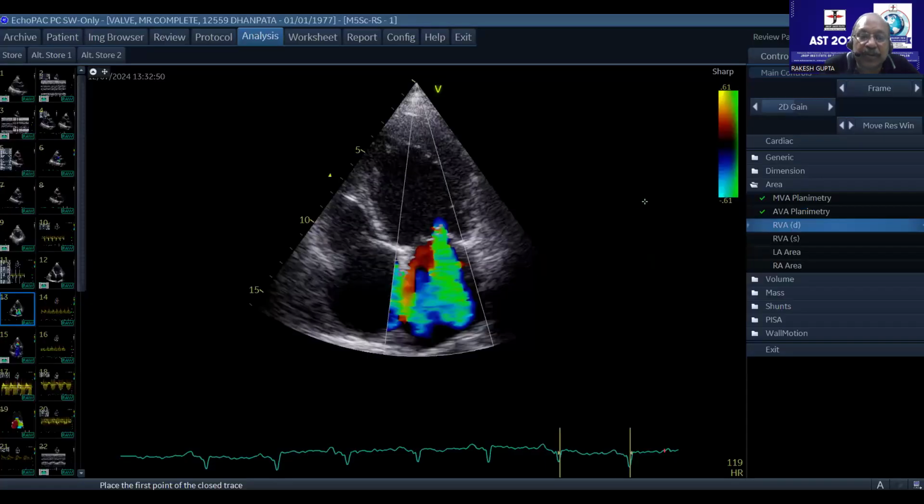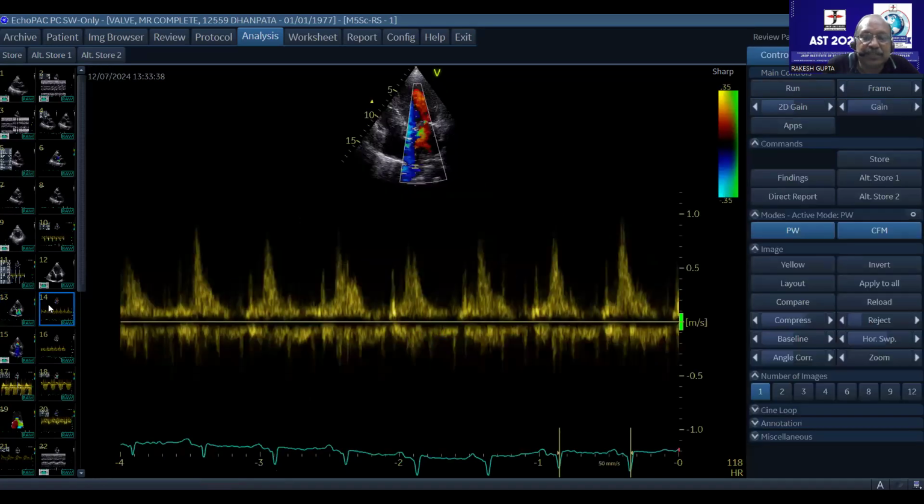So what we look at: jet area versus LA area. We look at vena contracta. We look at a dilated LV. And another thing which is very important is we look at regurgitant volumes. How do we look for regurgitant volume? I hope I have done it in this patient.